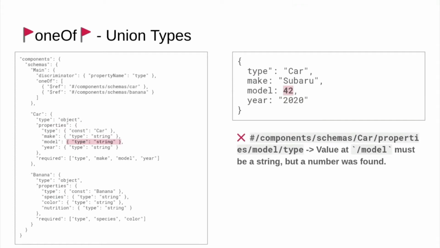Discriminator can't change the validation result of oneOf. It can only be used to provide better error messaging. You still have the efficiency problem where it has to check every schema even when it knows it found a match.